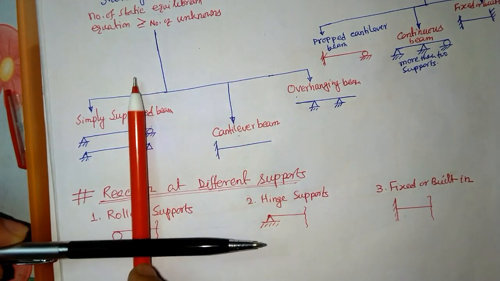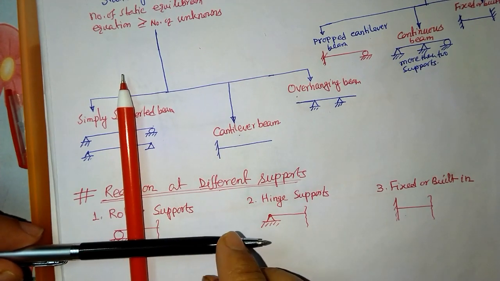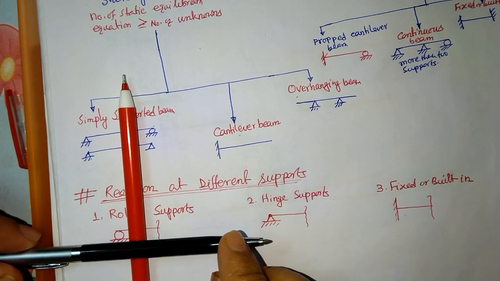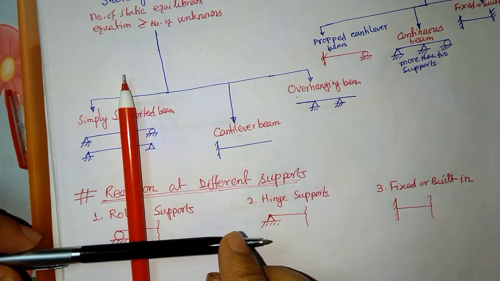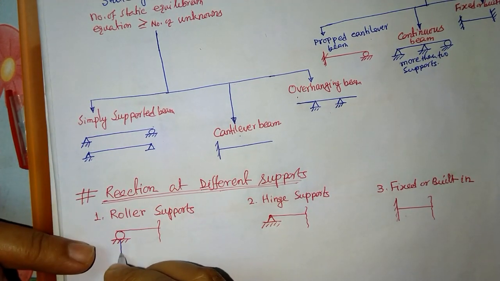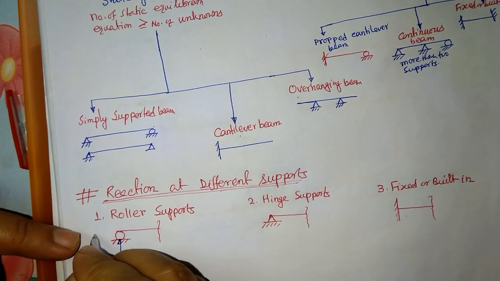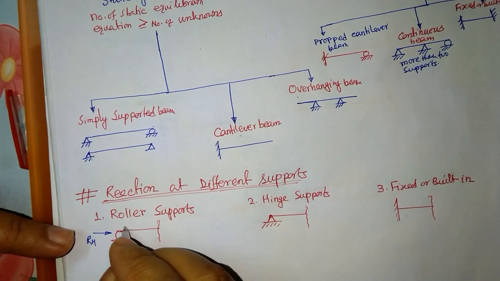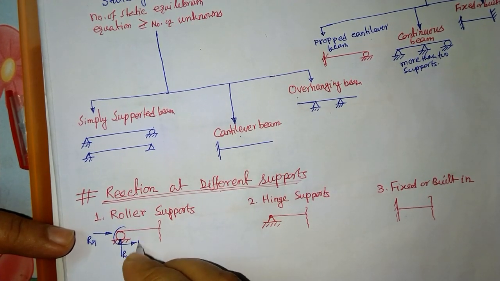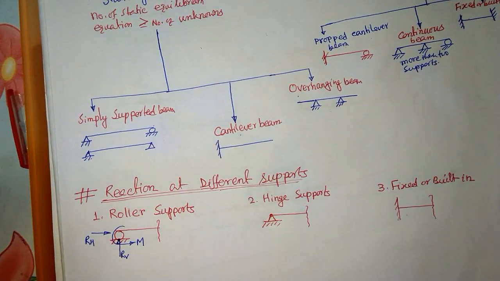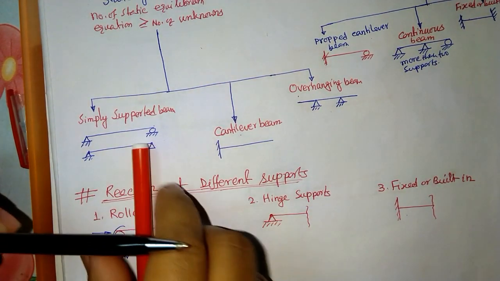Okay, or we can say this one. So now we have to see what reactions this roller support will provide. Can you tell me which kinds of reaction there are? We have vertical reaction, we have horizontal reaction RH, and we have moment reaction, that is called M. Out of these three reactions, which will be resisted by the roller?